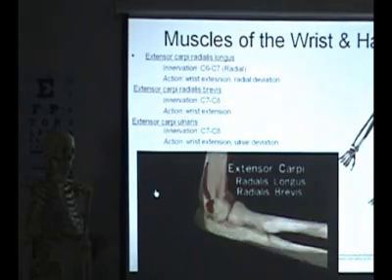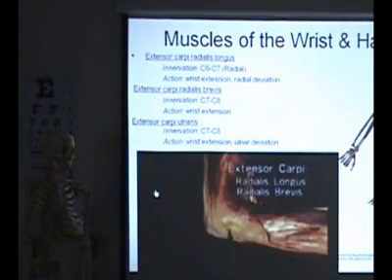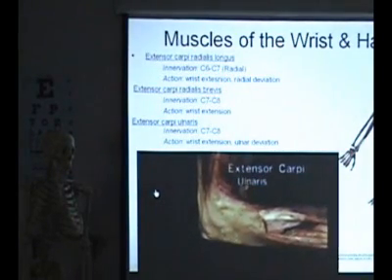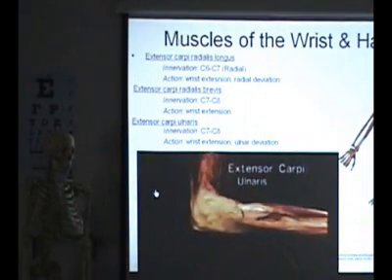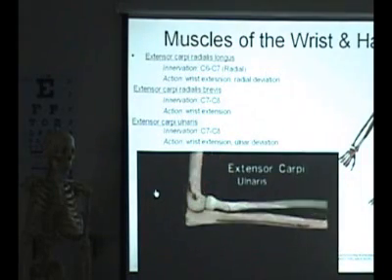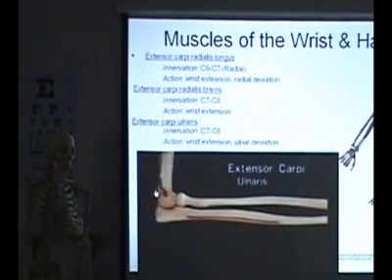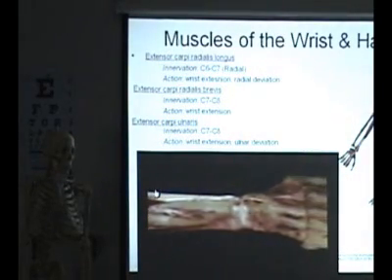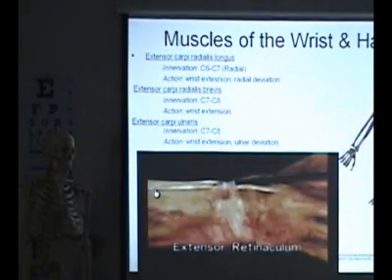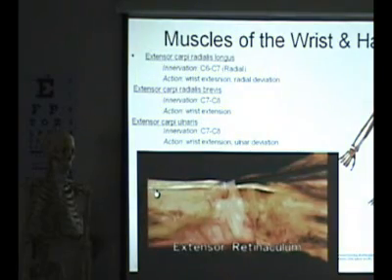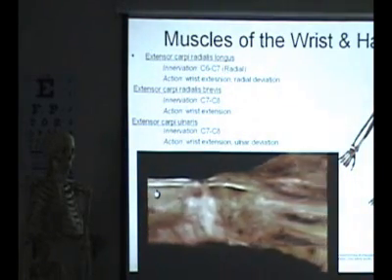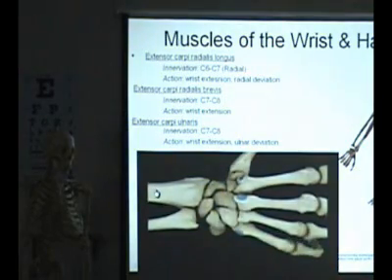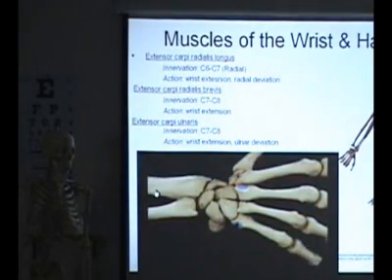They all arise together from the epicondyle and from this common tendon. Extensor carpi ulnaris arises from the lateral epicondyle. It also has an ulnar head, which arises from this border of the ulna. As the extensor tendons cross the back of the wrist, they pass under this structure, the extensor retinaculum, which acts as a pulley. Extensor carpi radialis longus and brevis are inserted on the bases of the second and third metacarpals, extensor carpi ulnaris on the base of the fifth metacarpal.